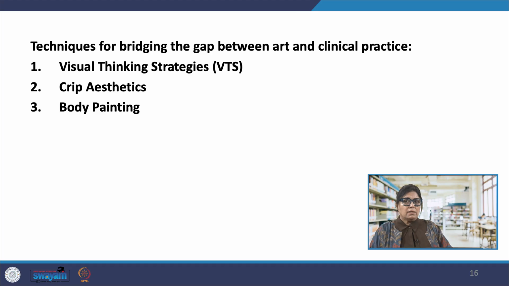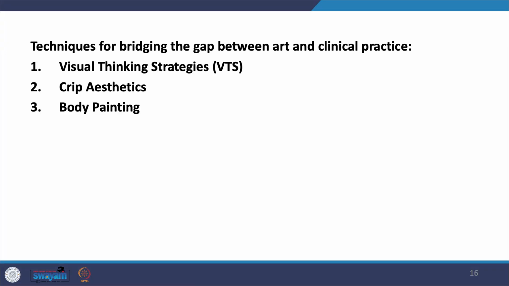Specific techniques are used to bridge the gap between art and clinical practice. These include, one, Visual Thinking Strategies. In short, it is called VTS, a research-based method using three open-ended questions. What is going on here? What do you see that makes you say that? And what more can you find? These build observational and communication skills.